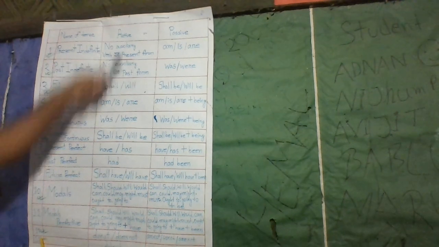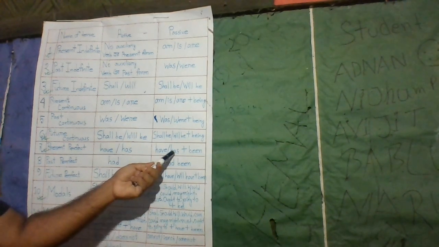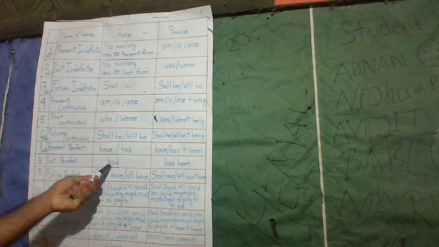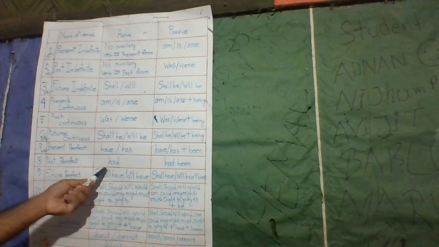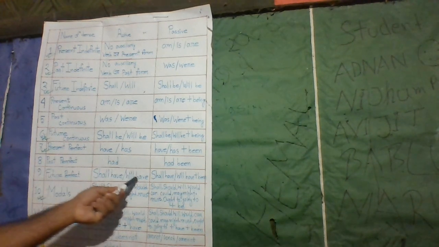Present perfect, you will see auxiliary have, has in the present perfect tense. In the active voice, look, these auxiliaries are used in the active voice, and these are in passive. Present perfect have, has in the active sentence, you will have to make it have been or has been in the passive. Past perfect, had is the auxiliary of past perfect tense in the active sentence. You will have to make it had been in the passive. Future perfect, shall have or will have, it will be shall have been or will have been in the passive sentence.